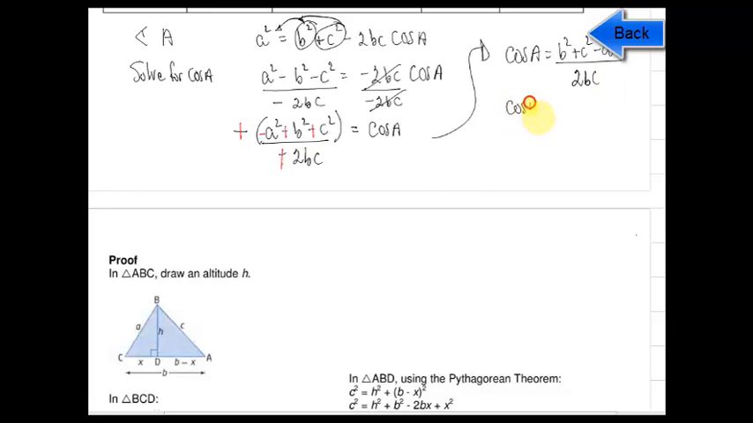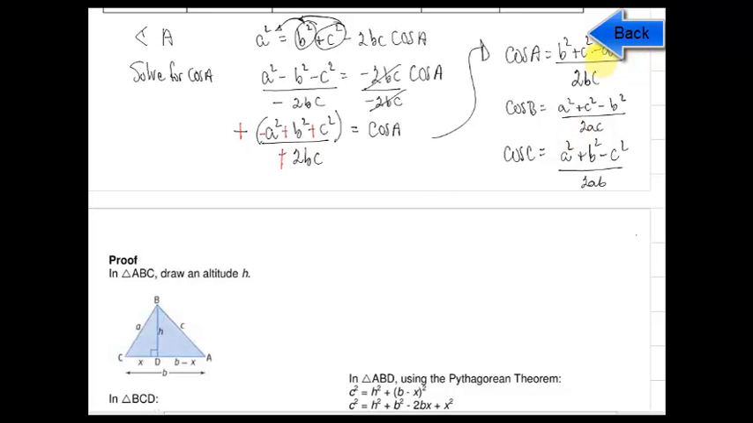If I want cos of B, then I would go A squared plus C squared minus B squared over 2AC. And then cos of C is equal to A squared plus B squared minus C squared over 2AB. Okay, and once again, there are patterns here that you could use to help you remember the other two formulas. Now, this version of the cosine law will not be on a formula sheet, okay?